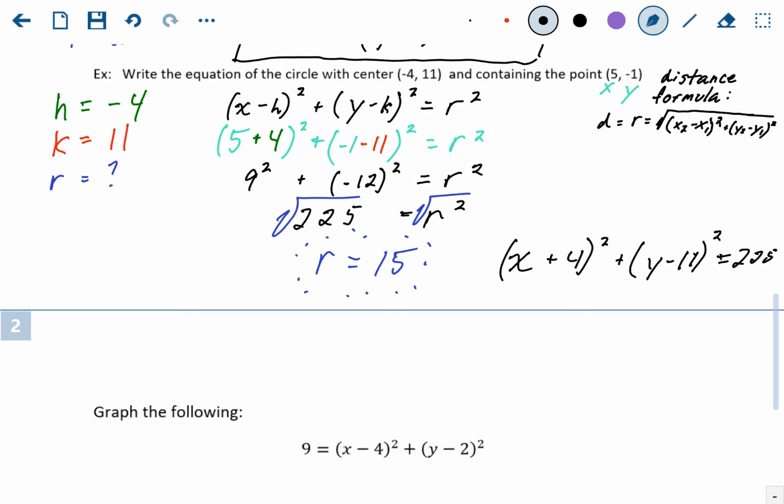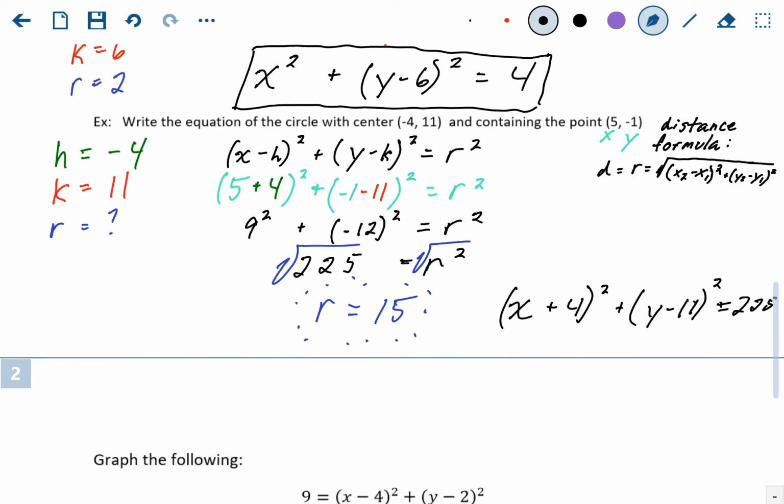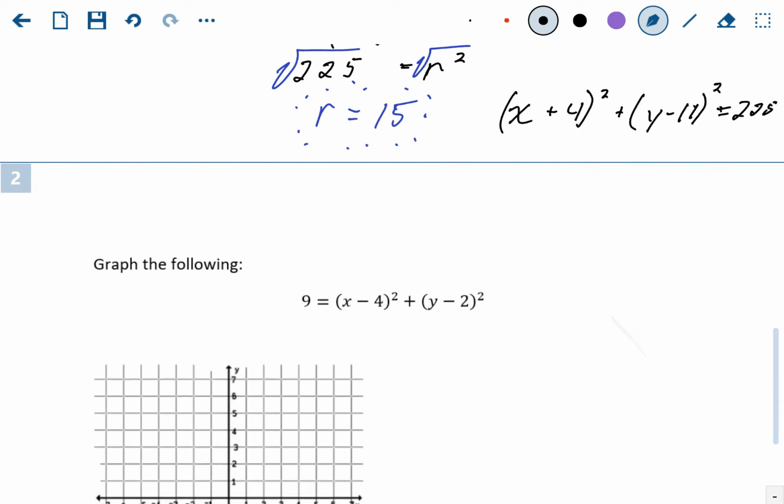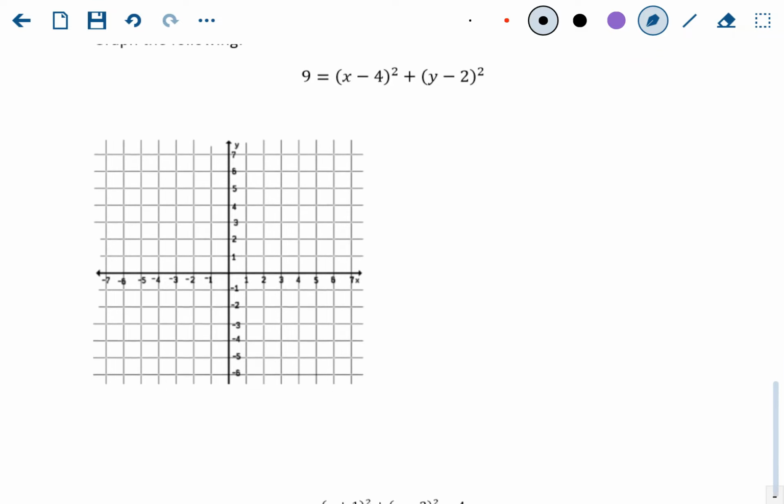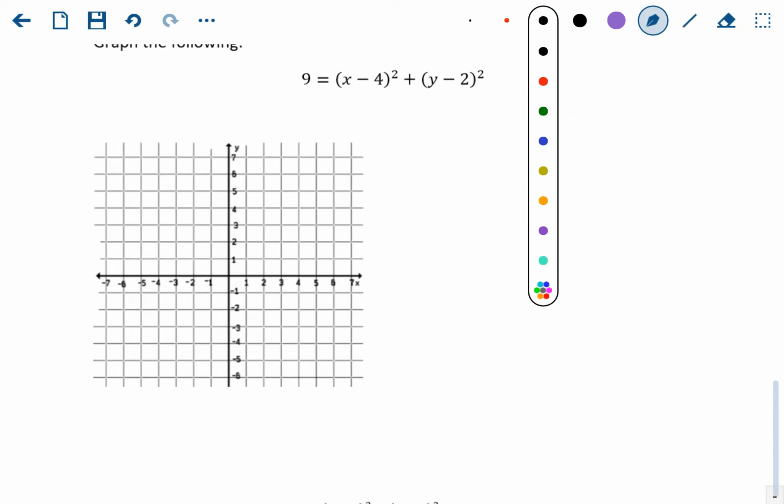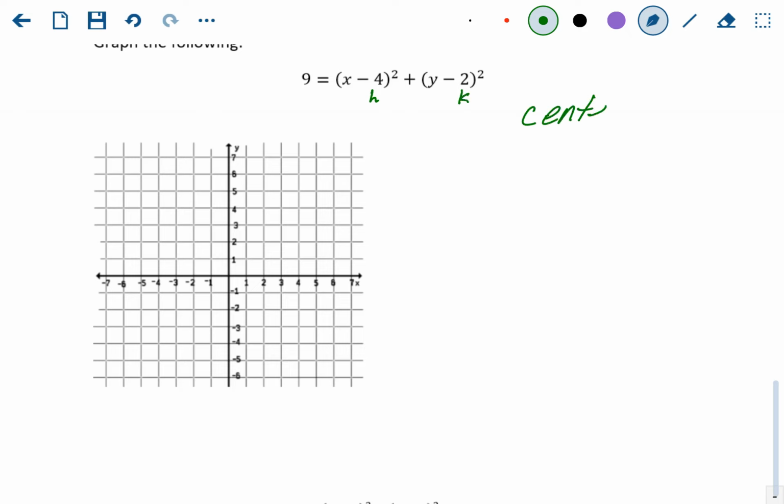All right, and then these last two examples are just graphing. So when you're graphing, you're going to have to identify the center, and you're going to have to identify the radius, and then use that to graph. There's h, there's k. So that means our center is h comma k. Again, it's always the opposite of what you see. So you see -4, so our center is at +4. You see -2, our center is at +2.